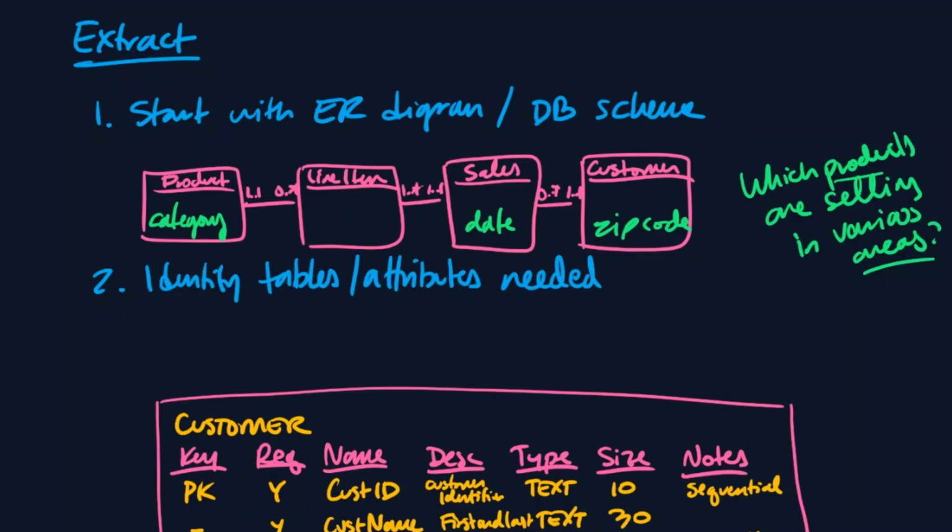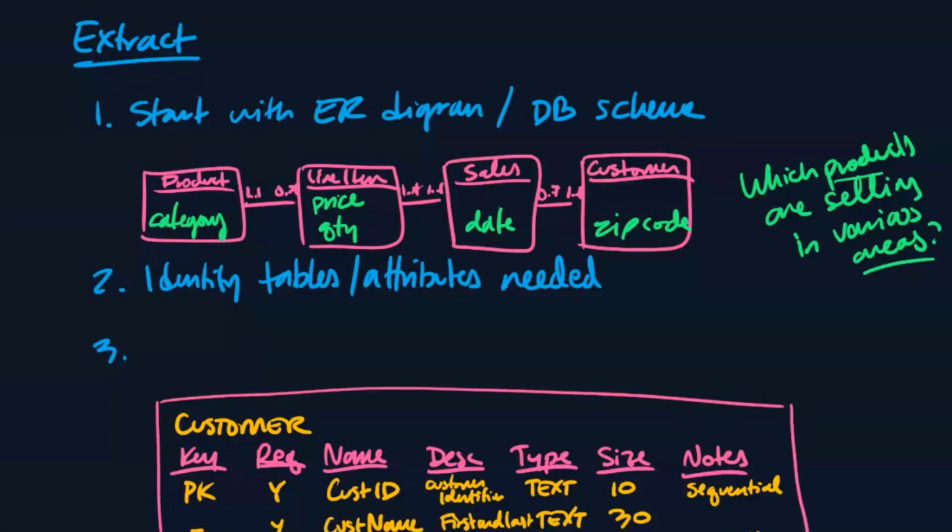And if I'm trying to look at it in terms of dollars, I need my price and quantity from my line items. So I don't need all of the data, but I need these very specific fields in order to answer my question. I have to be able to look at this and say, okay, I need my category, my zip code, my date, my price and quantity. And then I have to combine them all together.